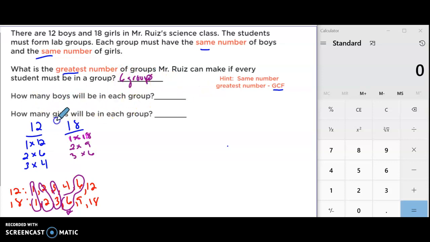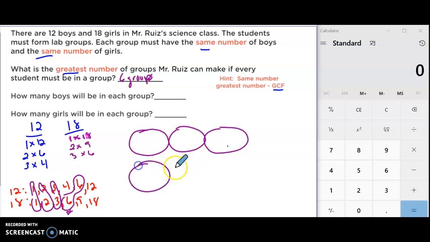Now, to answer the next question, how many boys and how many girls will be in each group? I'm going to draw 6 groups. 1, 2, 3, 4, 5, 6. All right, there's my 6 groups. Now, let's look at the boys. There are 12 boys total, and we know we have 6 groups. That means I have to take my 12 boys and divide them amongst the 6 groups. What's 12 divided by 6? It's going to be 2. So there'll be 2 boys in each group.